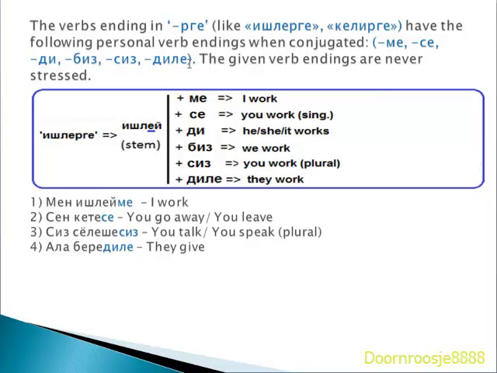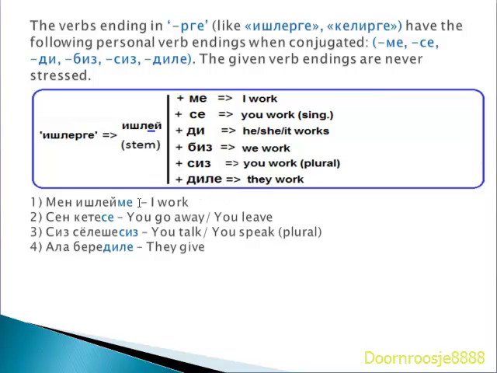So here is an example of that. I'm going to take the verb işlerge. So again, you take the stem and you put personal verb endings here. İşleyme, işleyse, işleydi, işleybiz, işleysiz, işleydile.